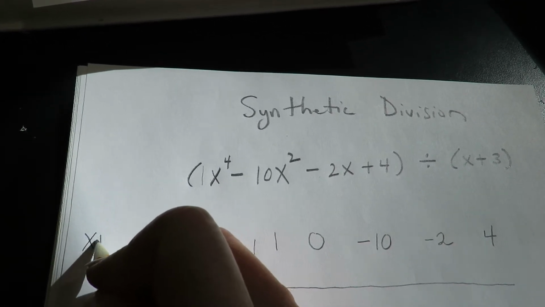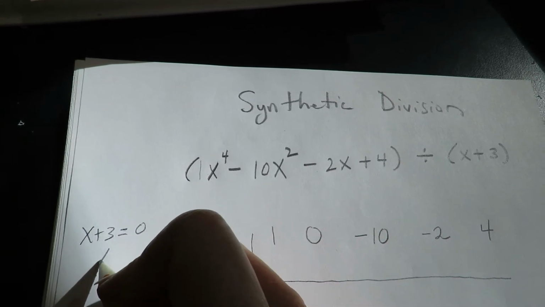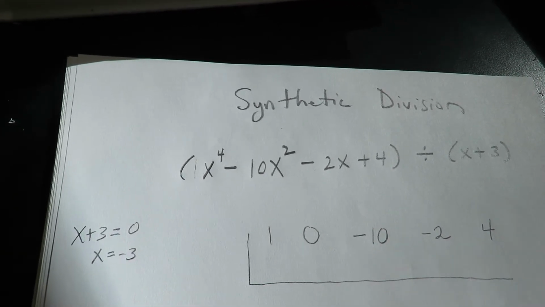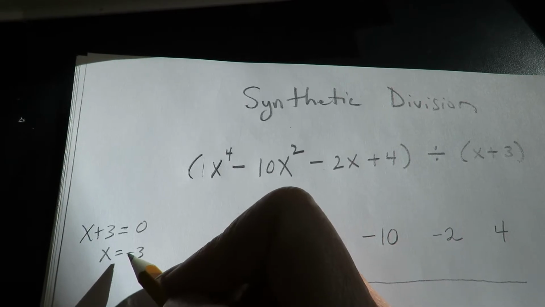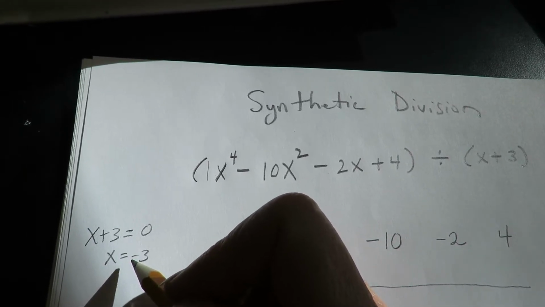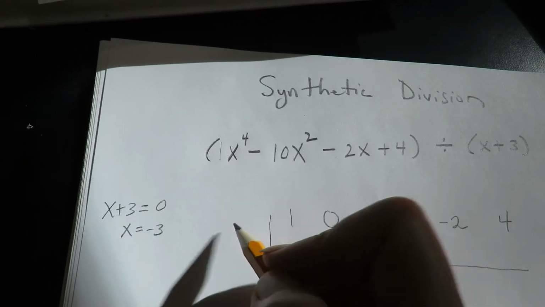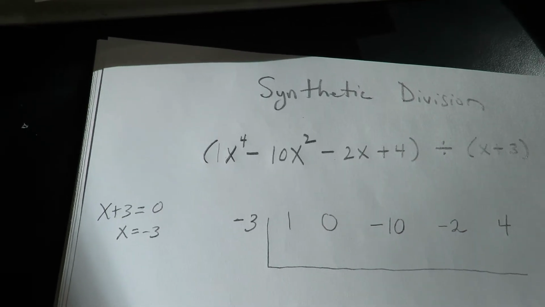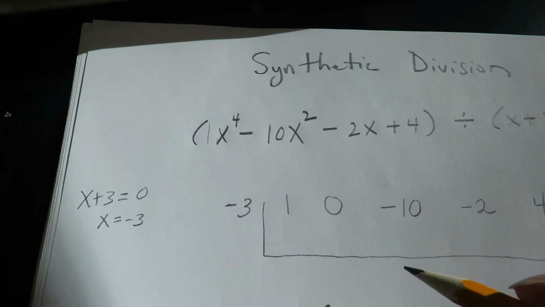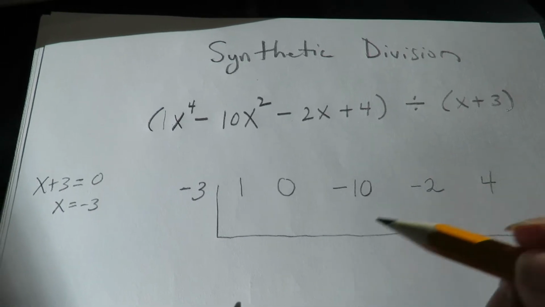You set the divisor equal to 0, and then you solve it. It's going to give you a negative 3. So it's like if it was an x-intercept, what would it be? All right, so I'm going to put the negative 3 here. It goes really fast, so pay attention, okay?